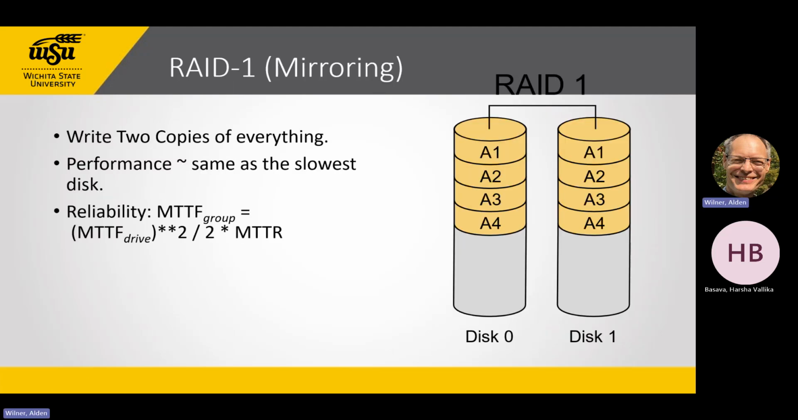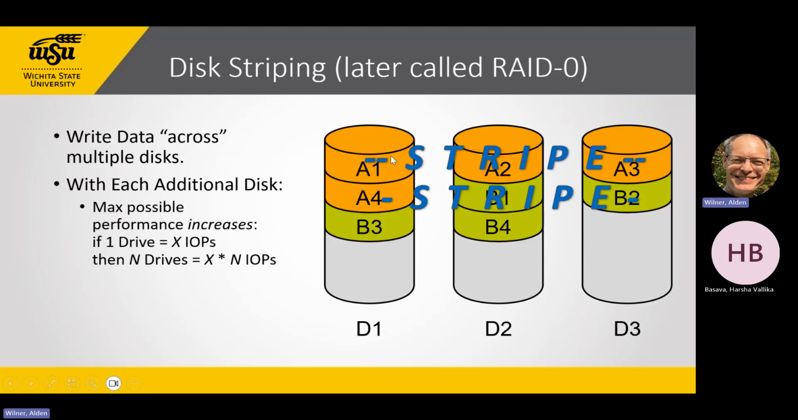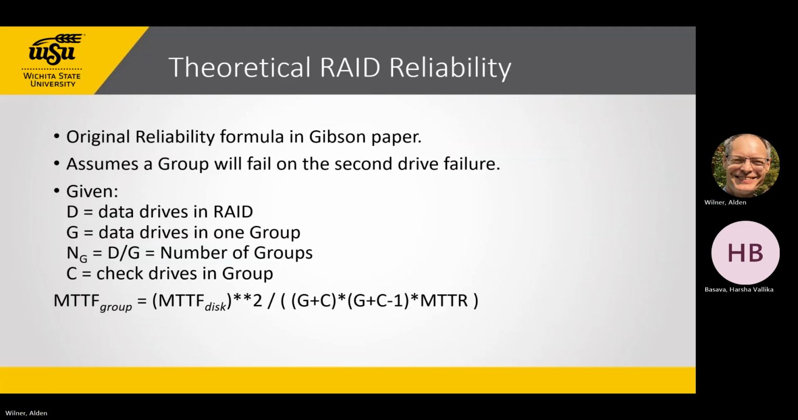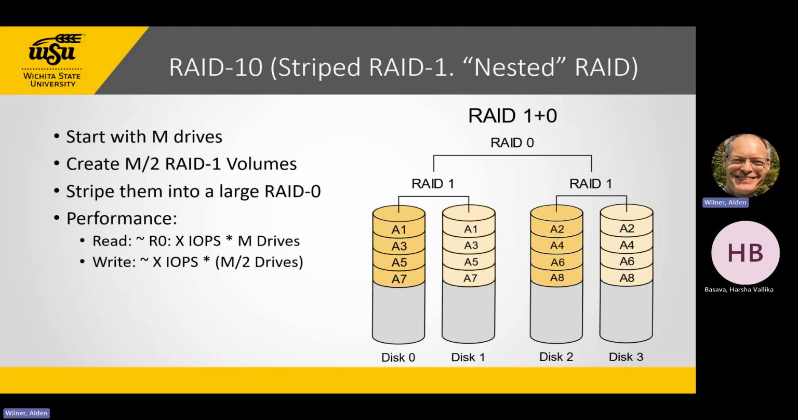Just as on this particular page, we stripe the data A1, A2, A3. Now, each one of these is 2 drives, 2 copies of the data. Right? So we start with M drives, we stripe them to a large RAID 0. Now, our read performance is X IOPS times M drives. Our write performance is X IOPS times M over 2 drives.